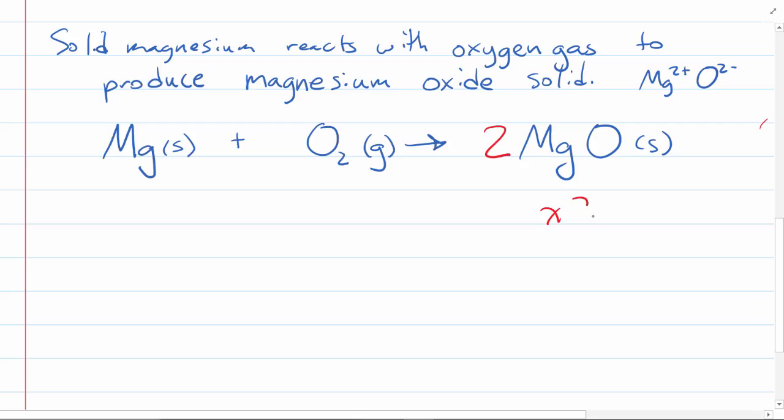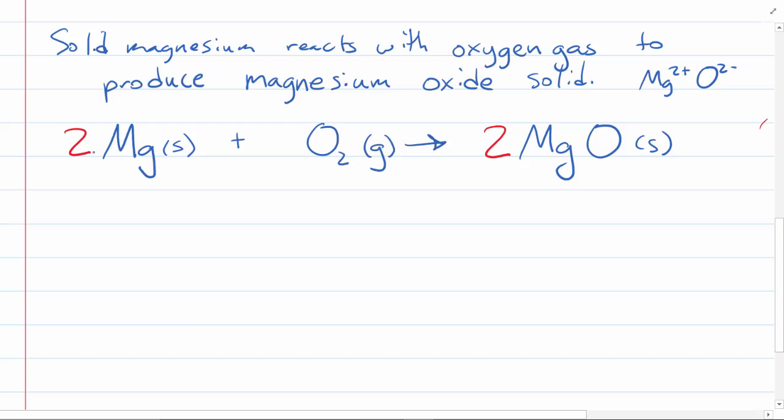Remember, we don't write x2y, we write 2xy. So coefficients always go at the front of the formula. Of course, now that we put the 2 in front of here, we now have how many magnesiums? 2. So to balance the magnesiums, we need to put a 2 in front of the Mg.